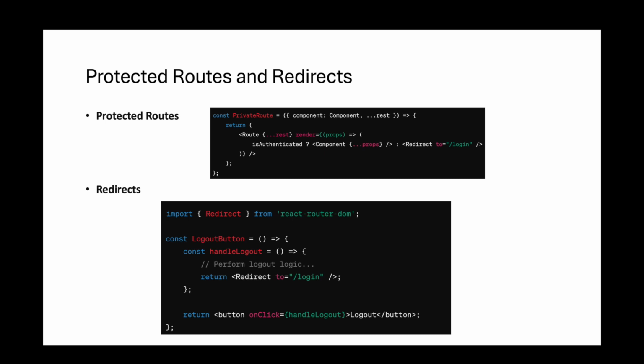React Router is a powerful library for handling client-side routing in React applications. By understanding its basic usage, nested routes, route parameters, protected routes, and redirects, developers can create dynamic and navigable single-page applications with ease.